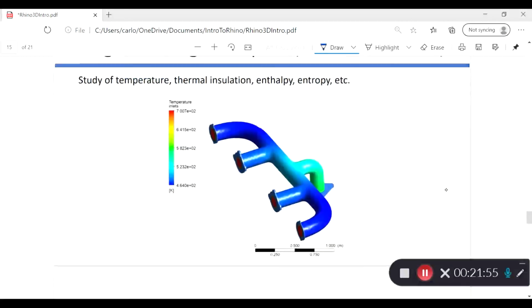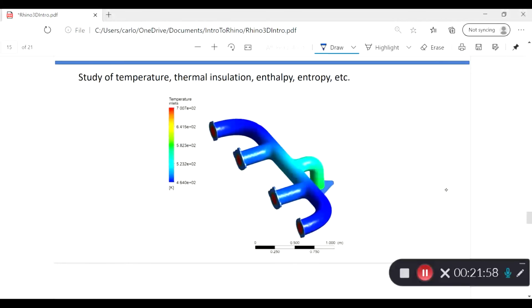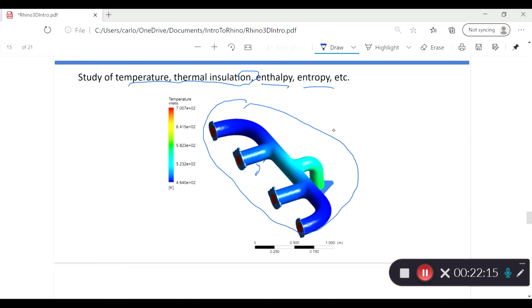So again, you can create your geometry to perform your temperature heat transfer analysis. So you have temperatures at the inlets and outlets, so thermal insulation analysis, enthalpy, entropy, etc. So of course, I'm hoping that you realize by now that for your physical analysis, you need three things. One is your geometry. The geometry part is what I'm going to be focusing on in Rhino.